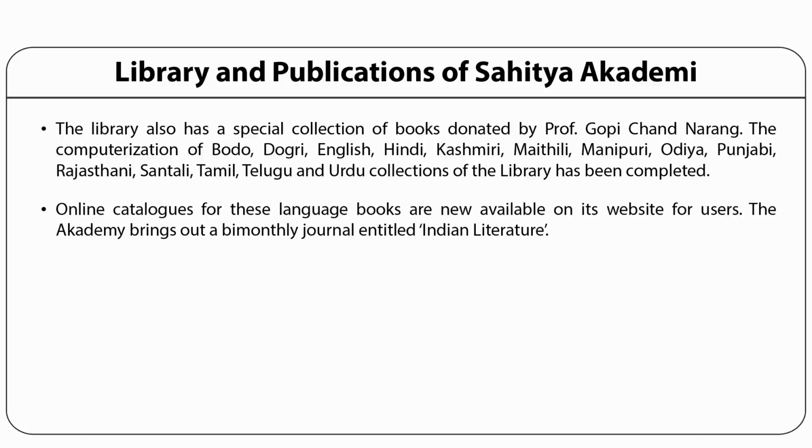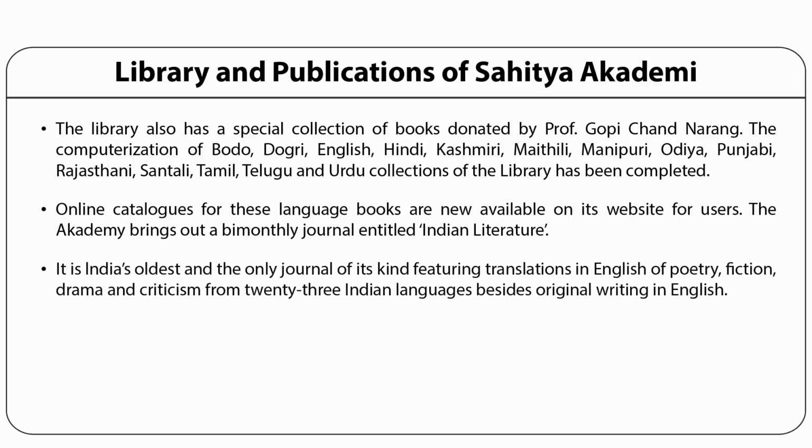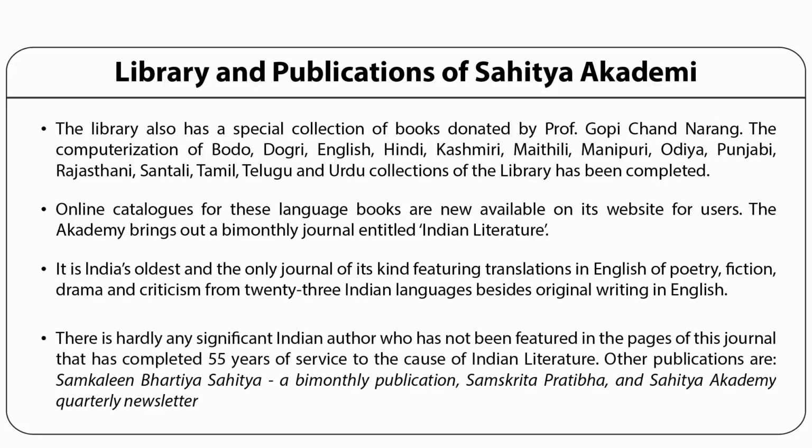The Academy brings out a bi-monthly journal entitled Indian Literature. It is India's oldest and the only journal of its kind, featuring translations in English of poetry, fiction, drama, and criticism from 23 Indian languages, besides original writing in English. There is hardly any significant Indian author who has not been featured in the pages of this journal that has completed 55 years of service to the cause of Indian literature. Other publications are Samkalin Bharatiya Sahitya, a bi-monthly publication, Samskrita Pratibha, and Sahitya Akademi quarterly newsletter.